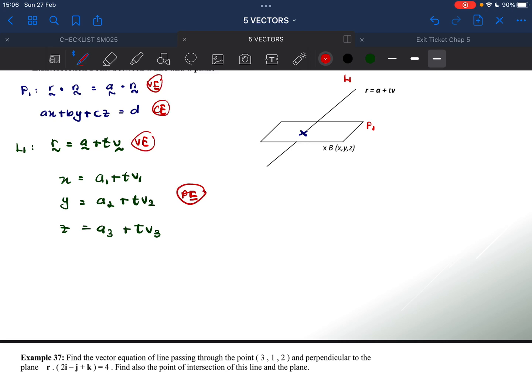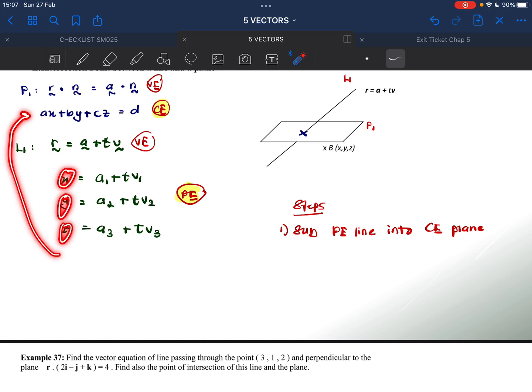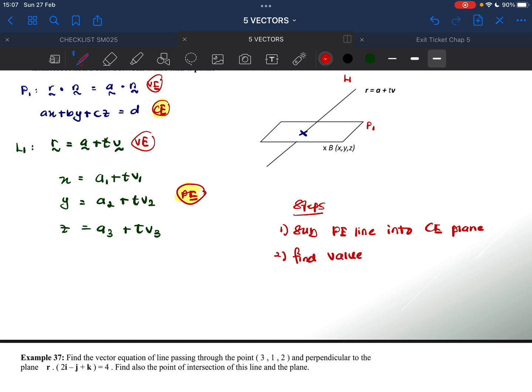To find the point of intersection, there are a few steps to follow. The first is to substitute the PE line, the parametric equation of the line, into the CE plane, the Cartesian equation of the plane. We substitute x, y, z into the plane equation, and we are going to get the value of t. Lastly, we substitute the value of t that we found back into the PE line to get the values of x, y, z, which will be the coordinates that we want to find.